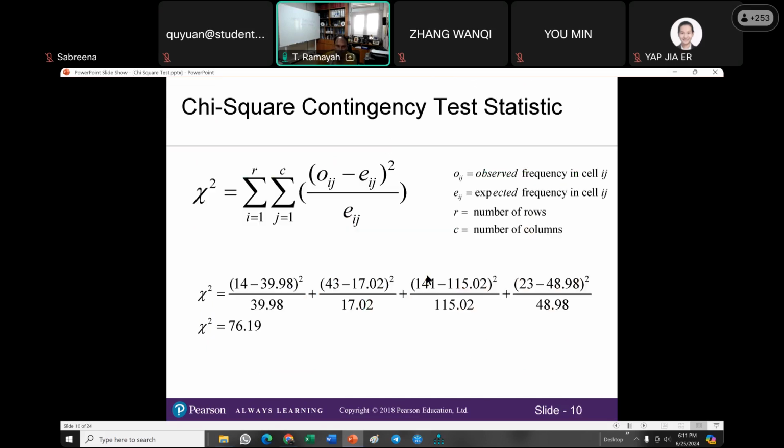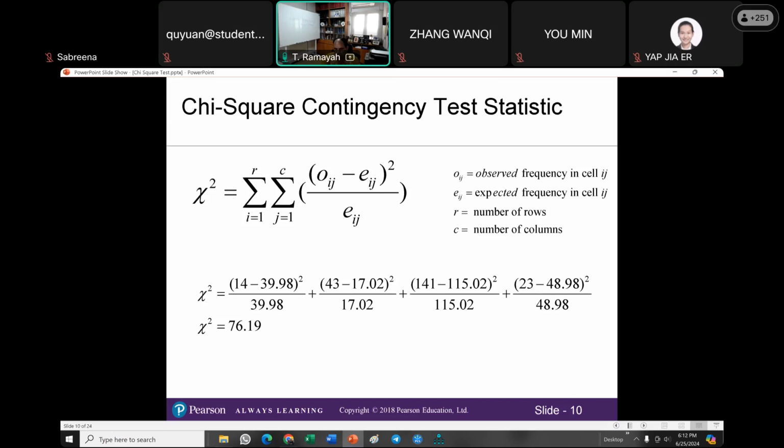So when we do this task, we have four values, right? O_ij minus E_ij, squared, divided by E_ij. You have four cells, so you have 1, 2, 3, 4. Later I can also show you how you can do them in a column format. After you calculate these four, you sum them up. You will get a value of 76.19. This is called the chi-square value.